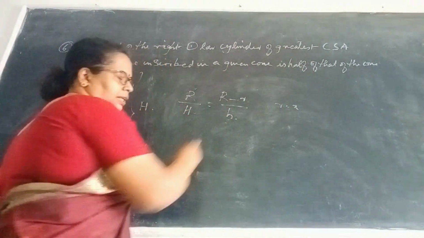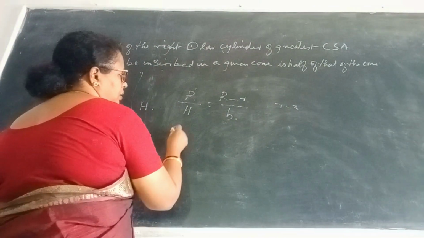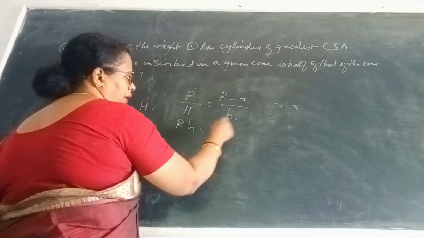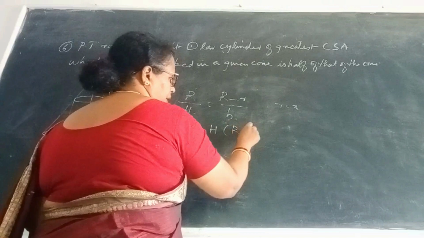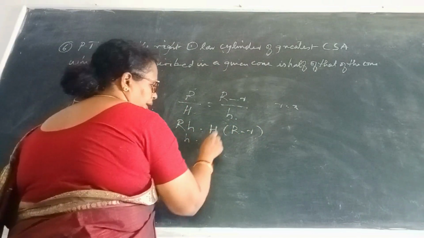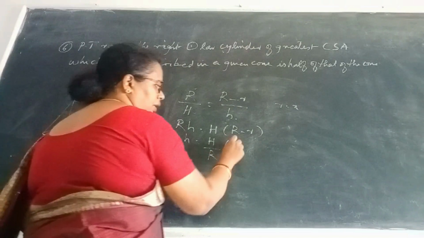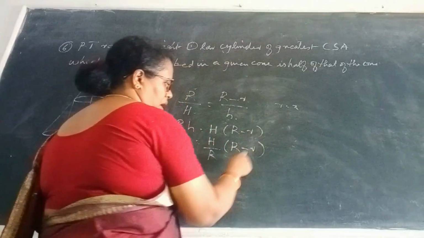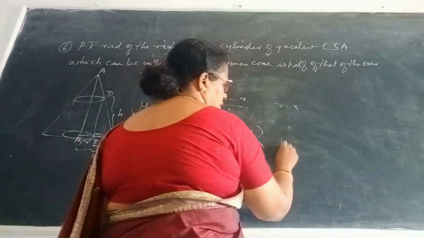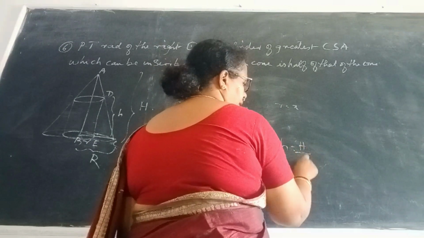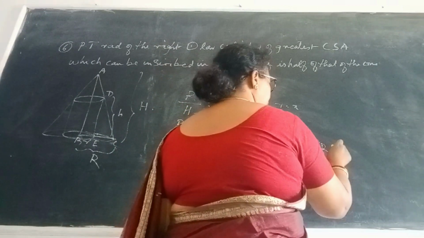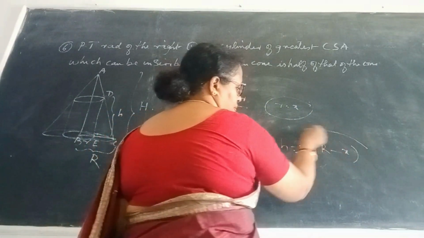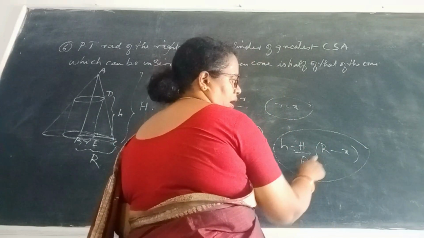Based on that, find small letter h. What is small letter h? Small letter h is equal to big H by big R, into big R minus small r. We are taking small letter r as x. So small letter h is equal to big H by big R into (big R minus x).